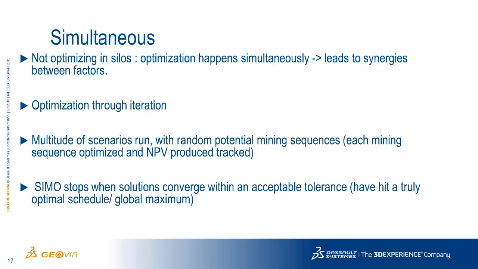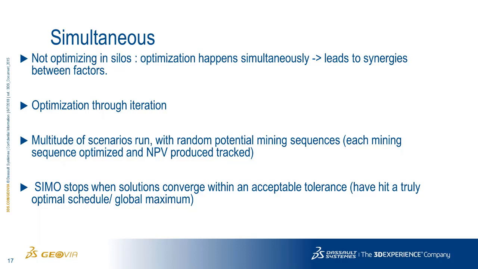Last component obviously is to optimize the mining sequence. And so we sort of have three things we're managing all at the same time. We're managing the mining sequence, we're managing the cutoff grade, we're managing the stockpiling, okay? So one of the big benefits to SIMO is that we're not optimizing these things in a silo, okay? The name SIMO comes from simultaneous. So we're actually optimizing these components simultaneously, that we're not locking in one before moving to the next one. And this is going to lead to some synergies between the factors, okay?